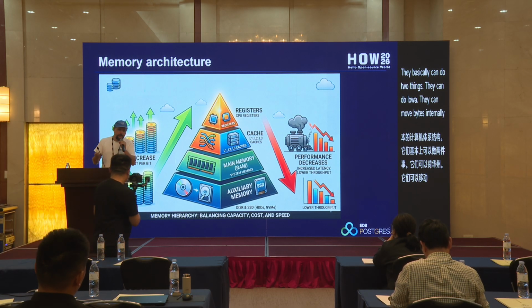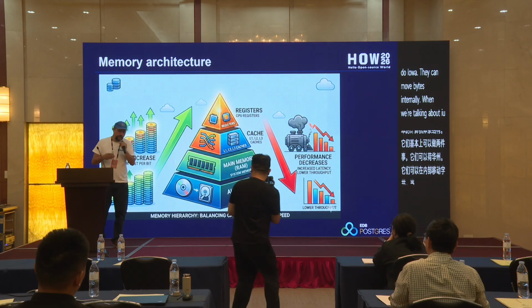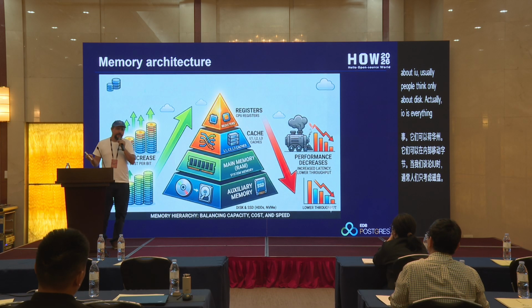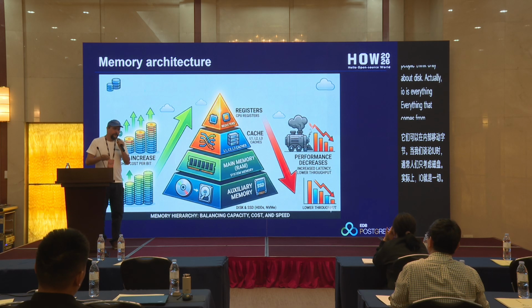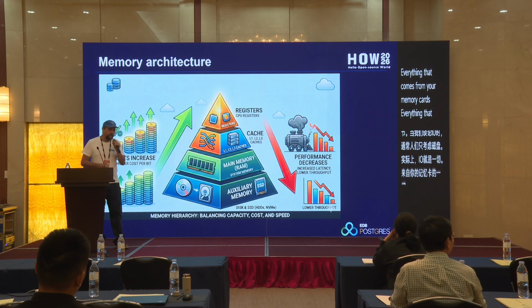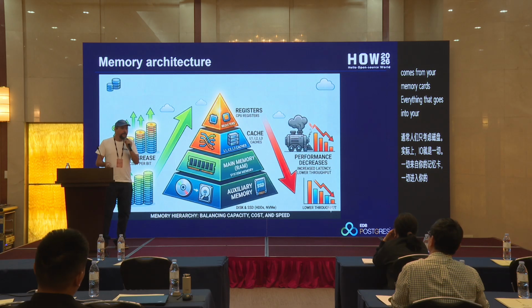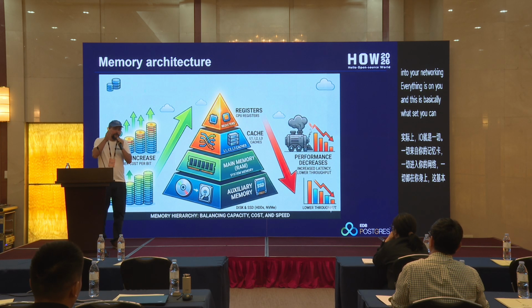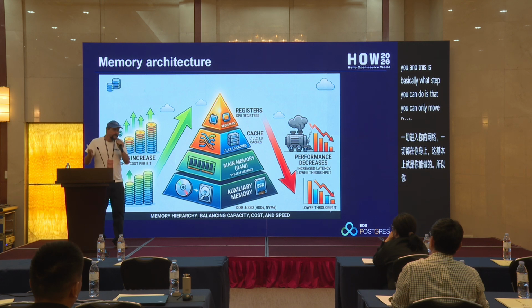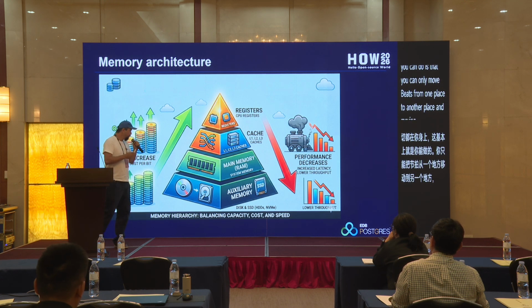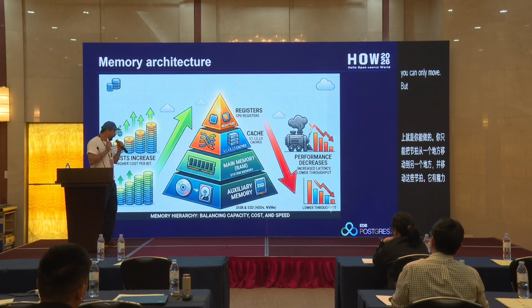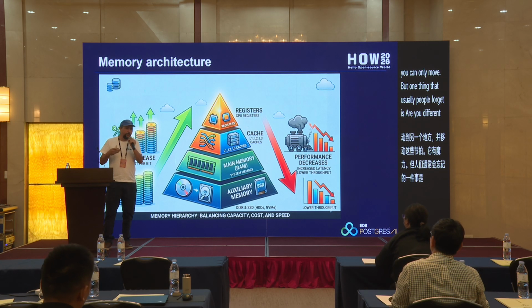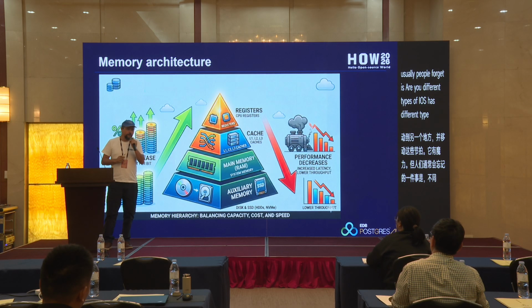When we're talking about I/O, usually people think only about disk. But actually I/O is everything. Everything that comes from your memory card, everything that goes into your networking, everything is I/O. And this is basically what the CPU can do. The CPU can only move bits from one place to another, and moving those bits, it does the magic. But one thing that usually people forget is that different types of I/O have different costs and different performance.